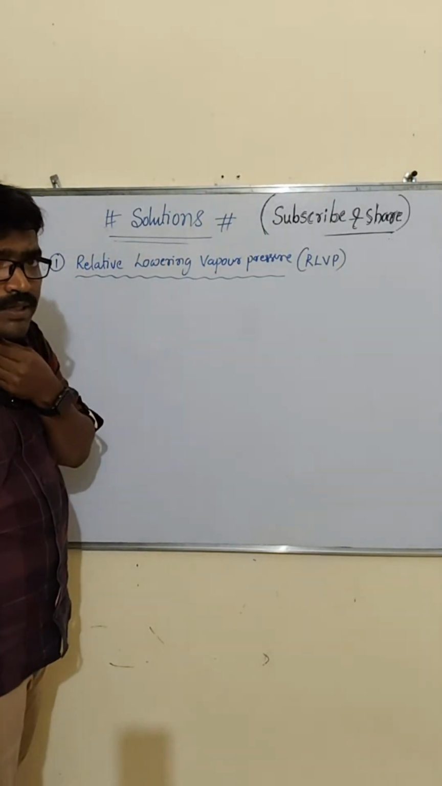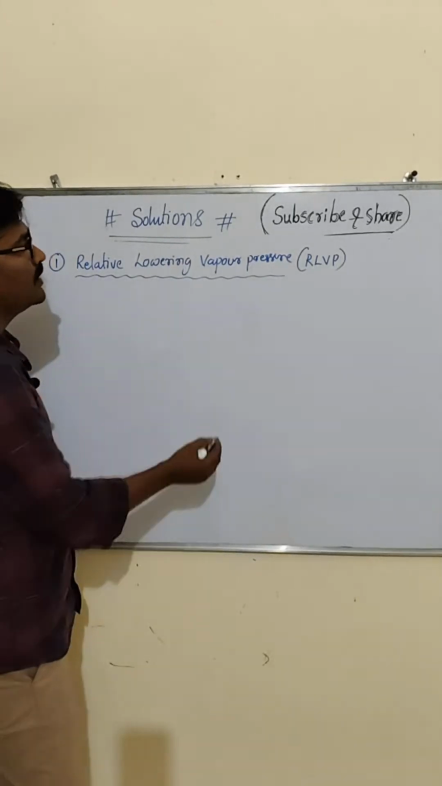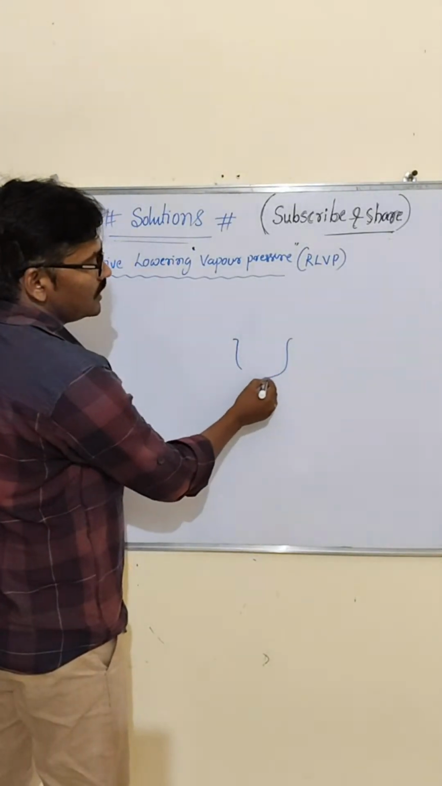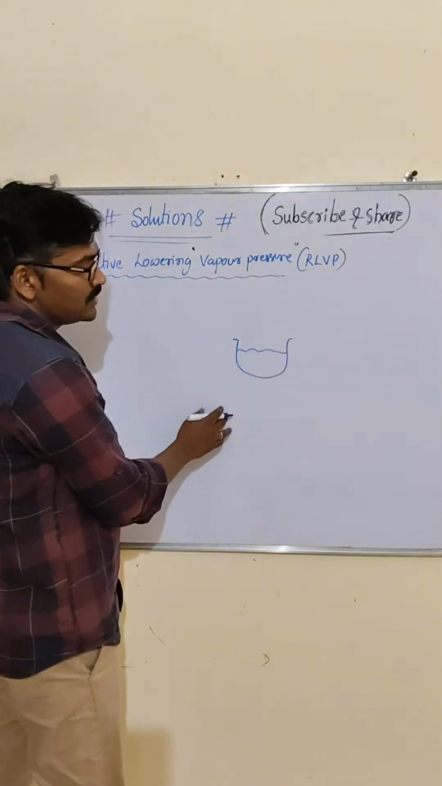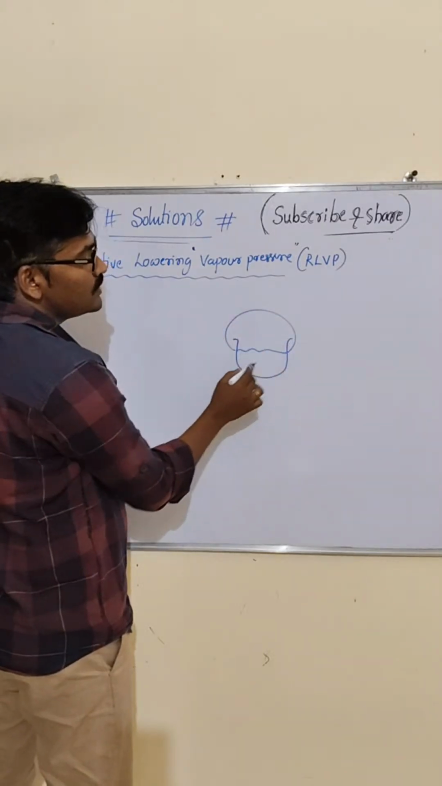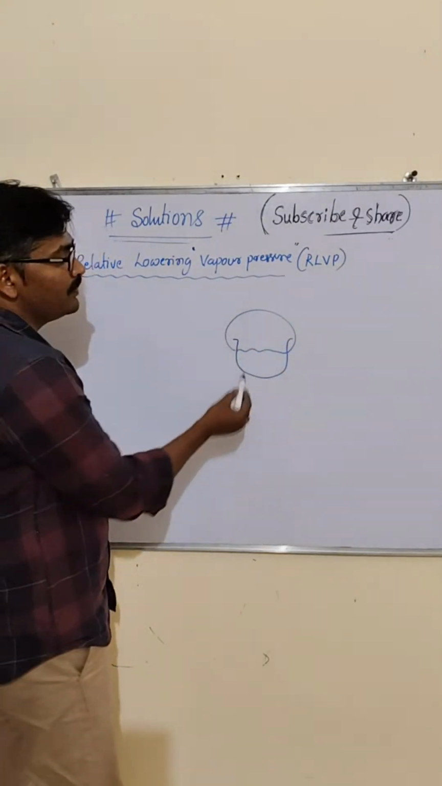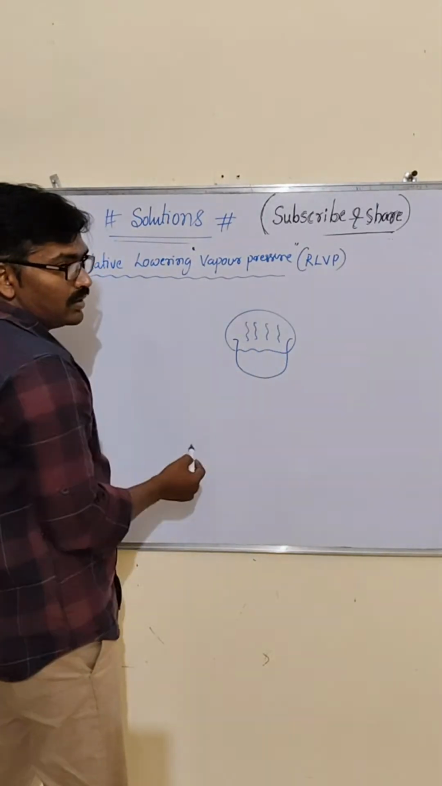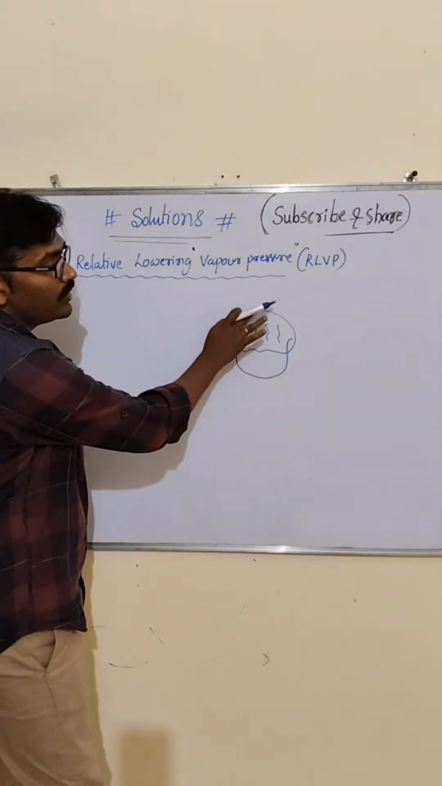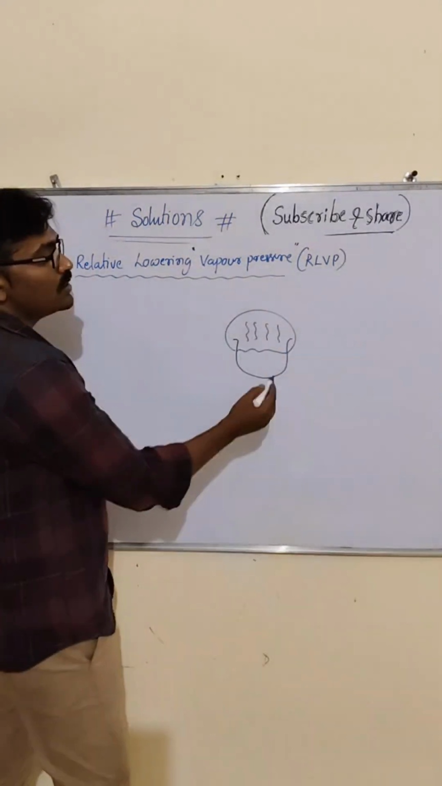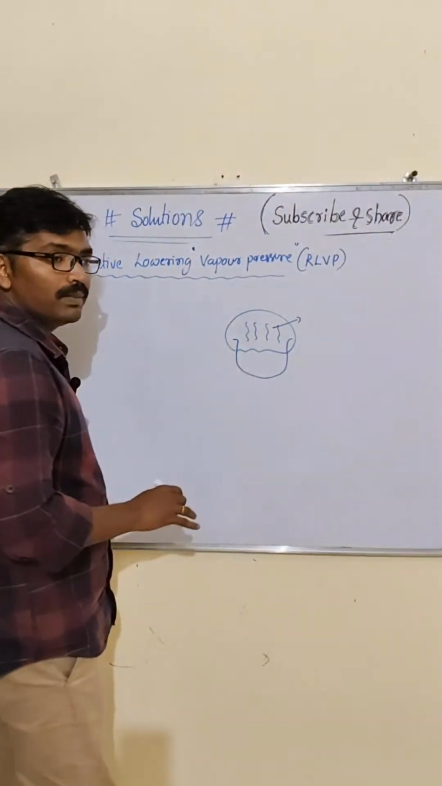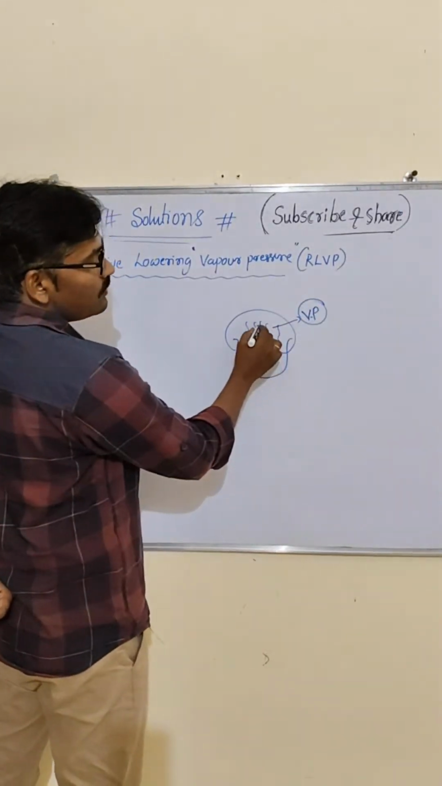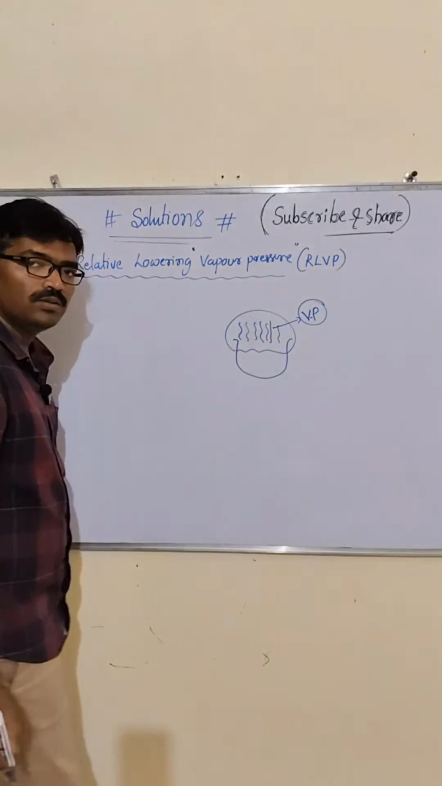We know vapor pressure, right? So what is vapor pressure? Vapor pressure is nothing but, when a component is present in a closed vessel, vapors are formed between the surface of the liquid and the cap. The pressure exerted by those vapors is what we call vapor pressure.